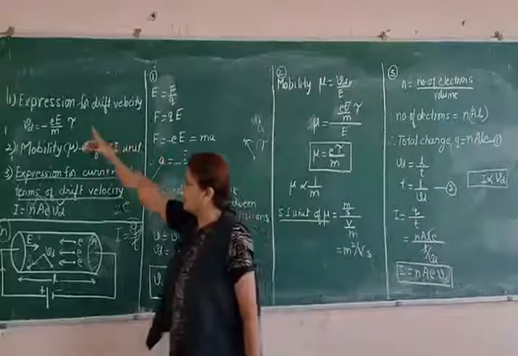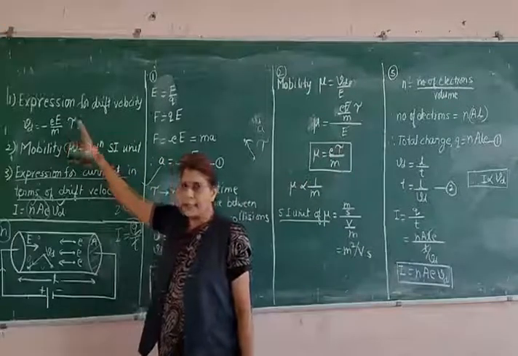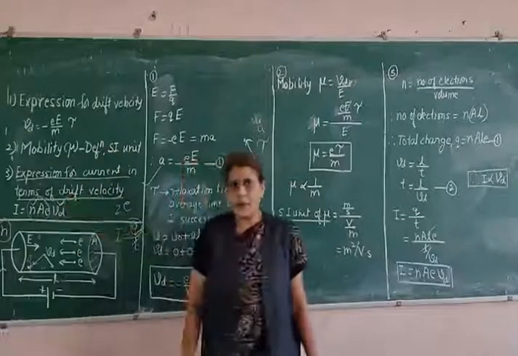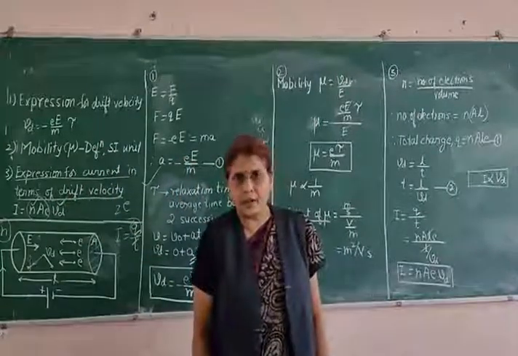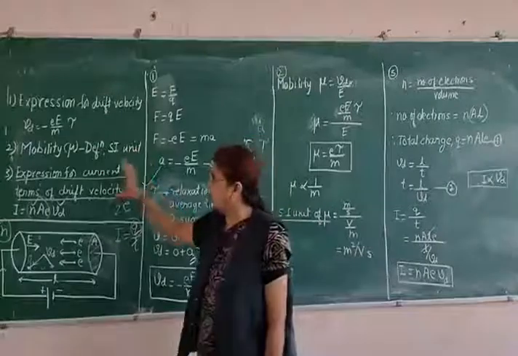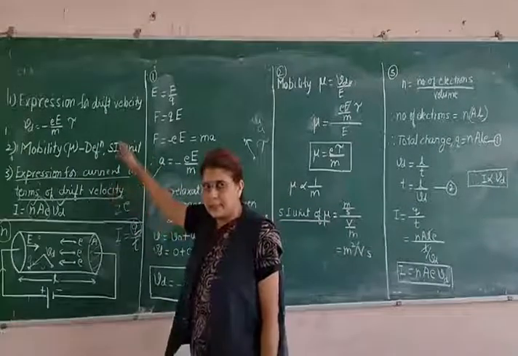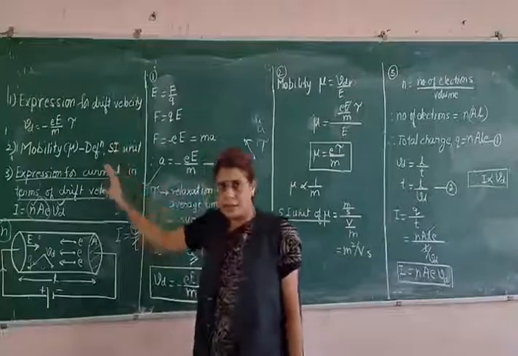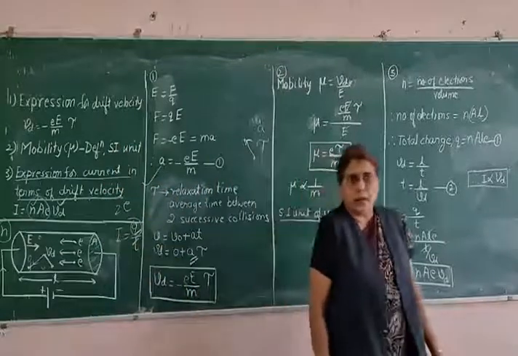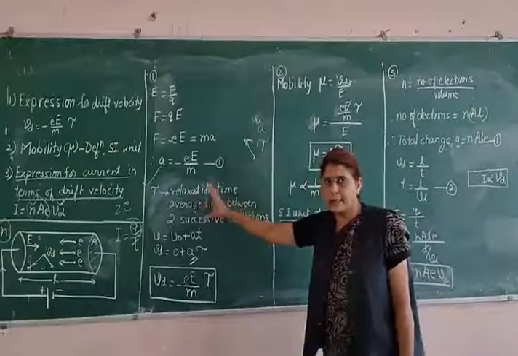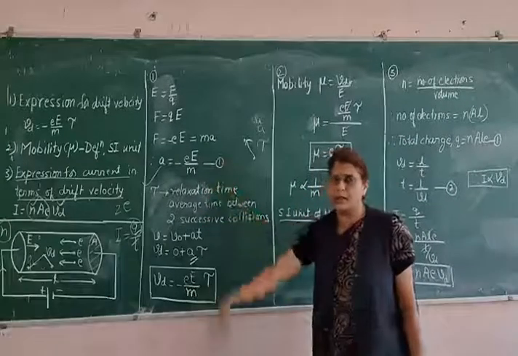So I have covered three important points here. First is the derivation for drift velocity. Second is the definition and unit of mobility. And third one is the expression for current in terms of drift velocity. All these questions are very important from your exam point of view. These two derivations and this definition will be asked for 1 or 2 marks. And one more definition you have to remember, relaxation time. This definition is also asked for 1 mark.